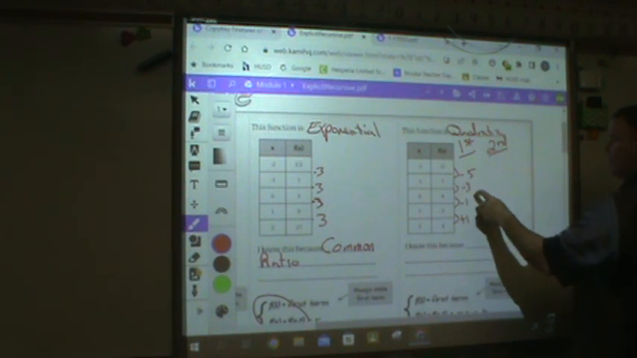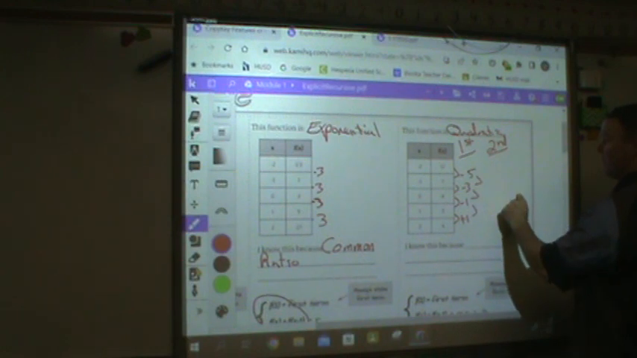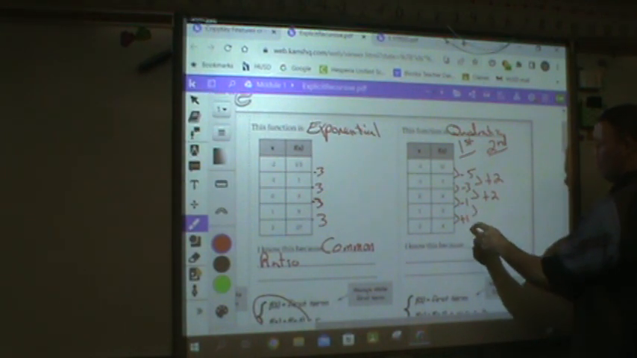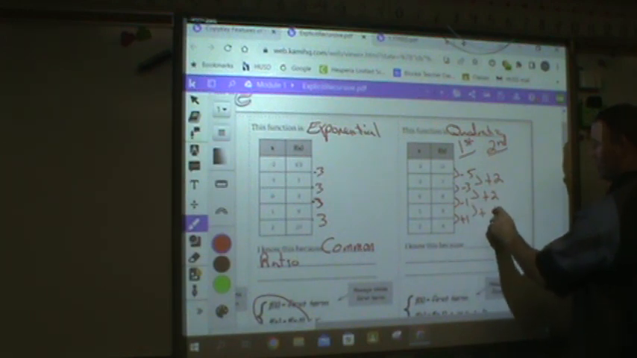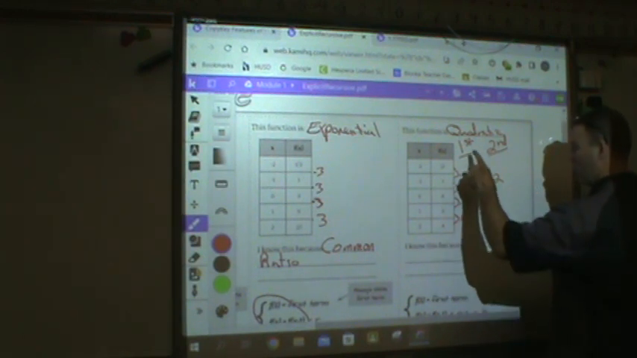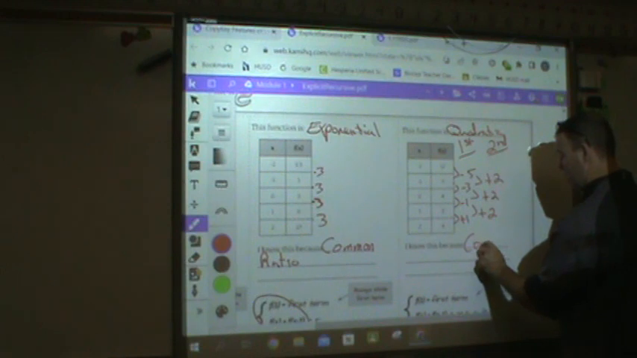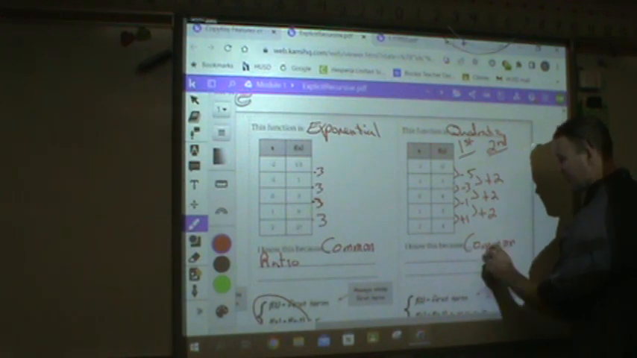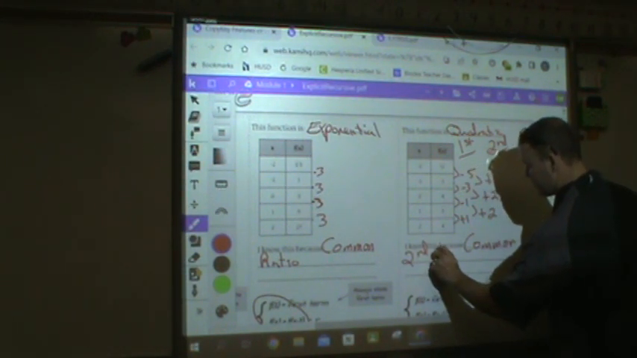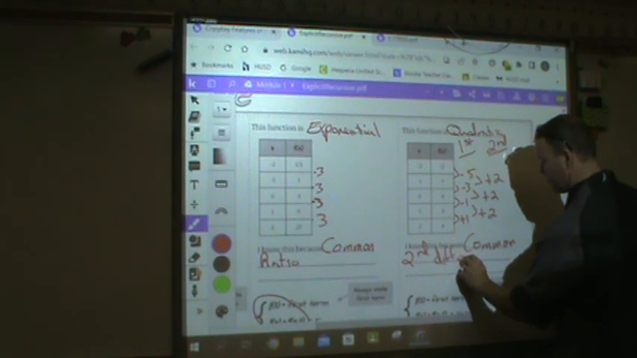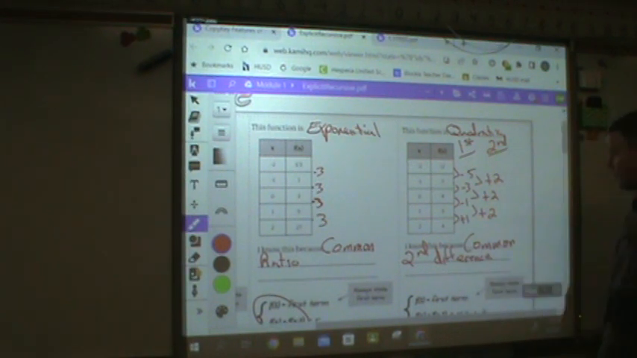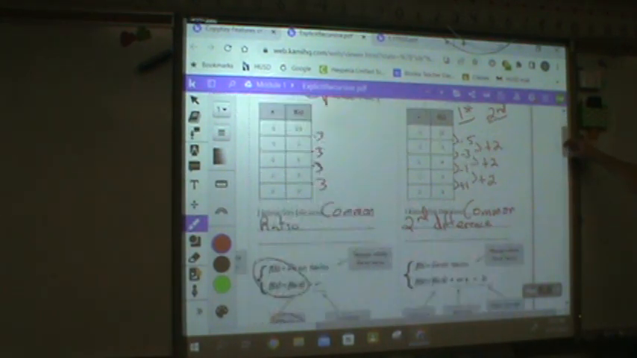Second difference. Can I do a second difference? What do I do to minus 3 to get to minus 5 to get to minus 3? Plus 2. Minus 3 to 1, plus 2. Minus 1 to plus 1, plus 2. I know that it is a quadratic because it has a common second difference. That is how it's quadratic.